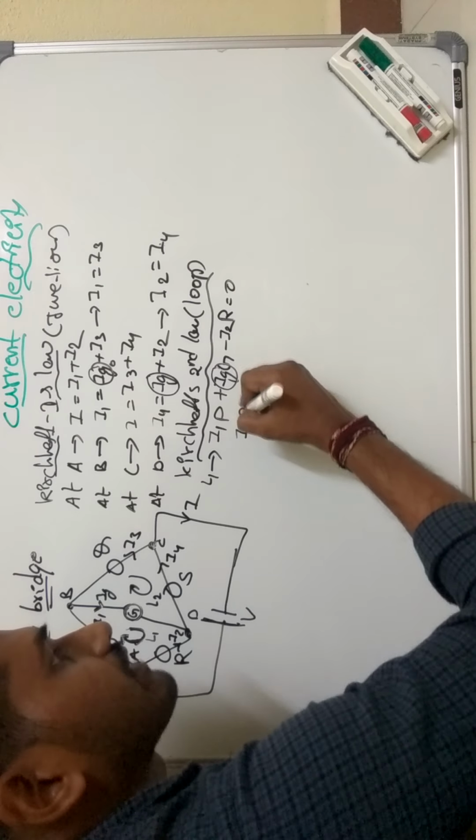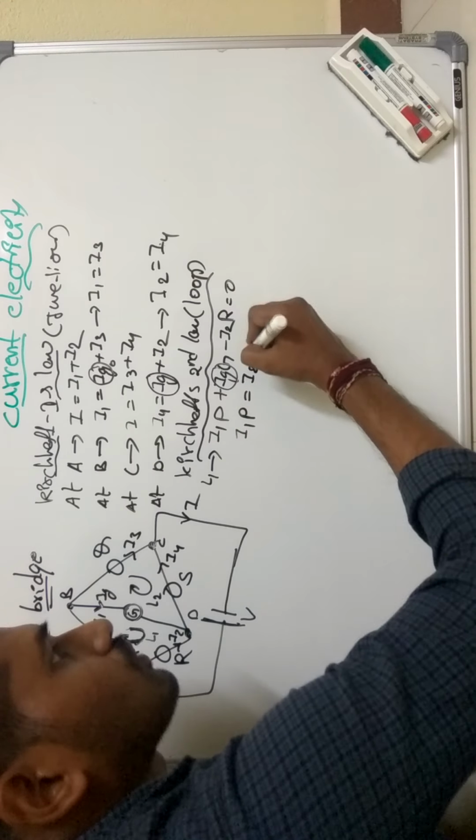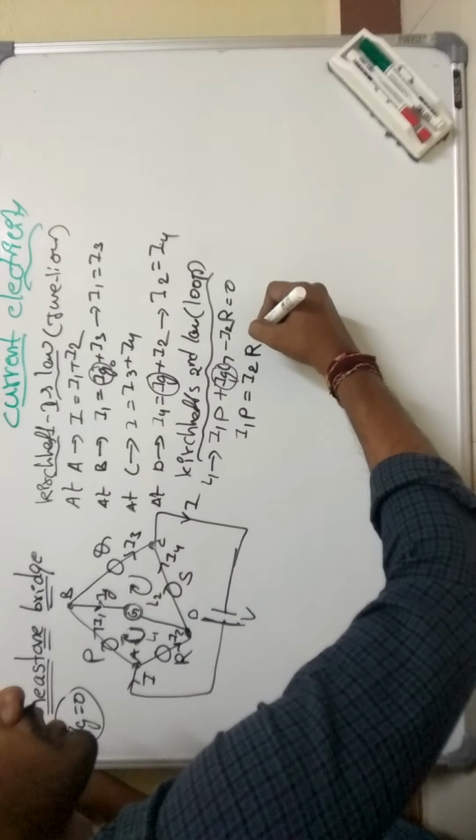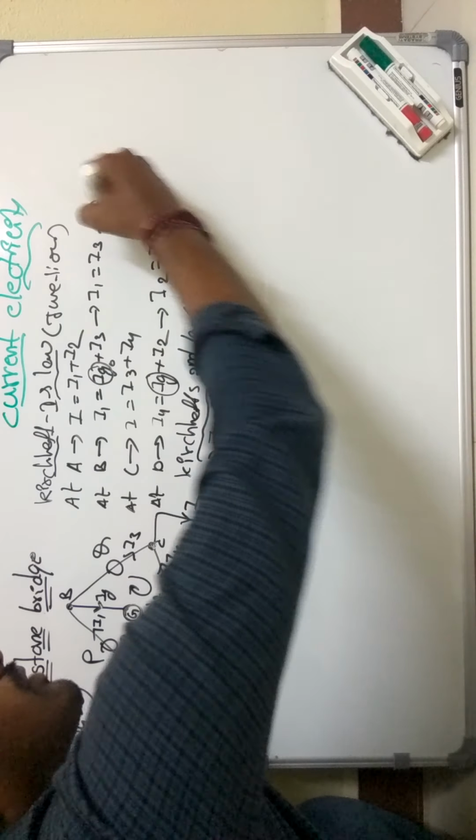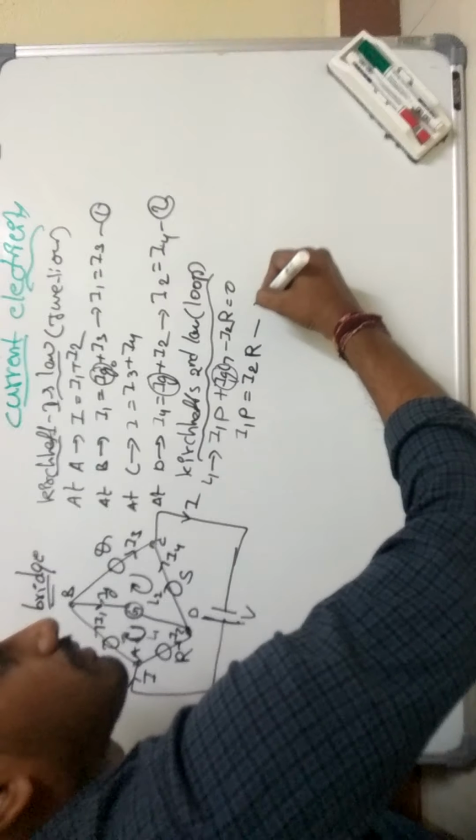So what is the equation? I1P is equal to I2R. This is equation number 1. This is equation number 2. This is equation number 3.